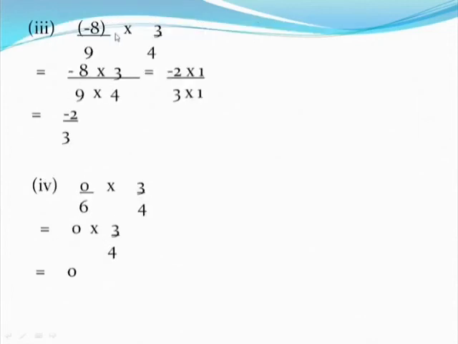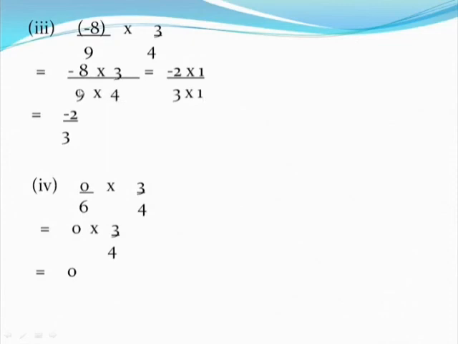Example number 3, negative 8 upon 9 multiplied by 3 upon 4. Again look here, multiply numerator with the numerator, that is negative 8 multiplied by 3, and 9 multiplied by 4 will come in the denominator. Now if you look here, you can cancel negative 8 with 4 because 4 ones are 4 and 4 negative 2s are negative 8. So we will write here negative 2 in place of 8 and 1 in place of 4.